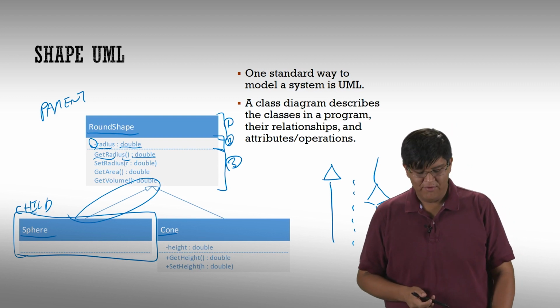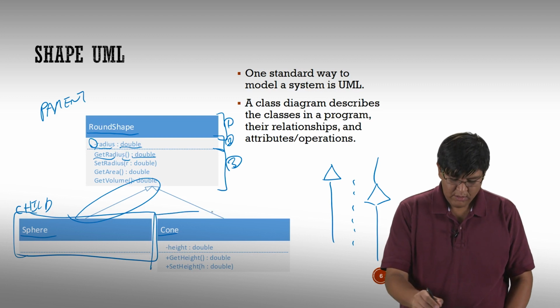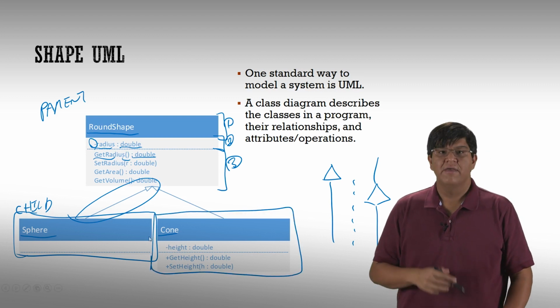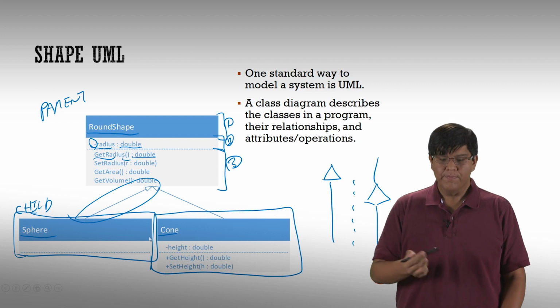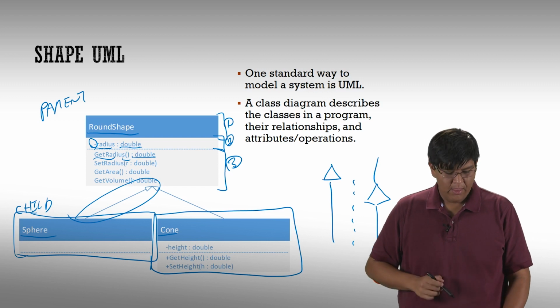All right, so let's look at the more problematic child. So I have over here cone. Cone is adding a new variable called height. It's a private double. Okay, and then I have two new methods, get and set height, because I need access to that variable.